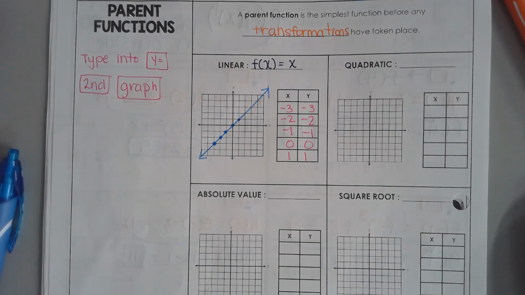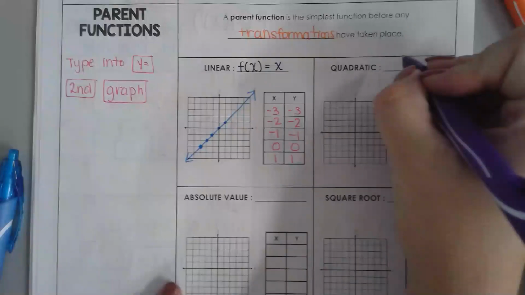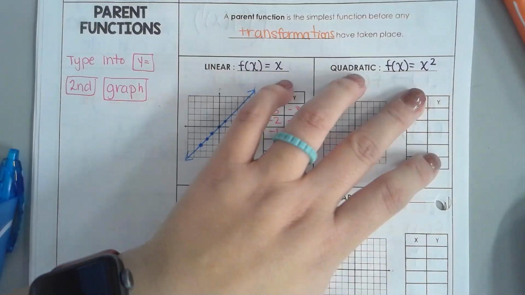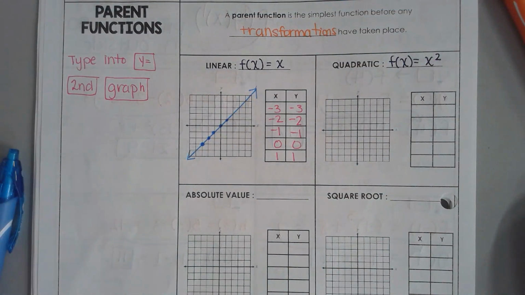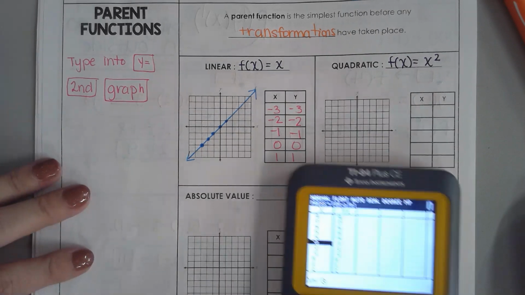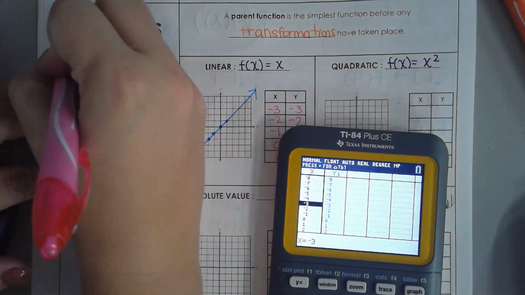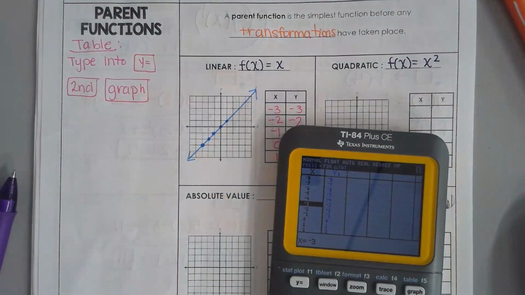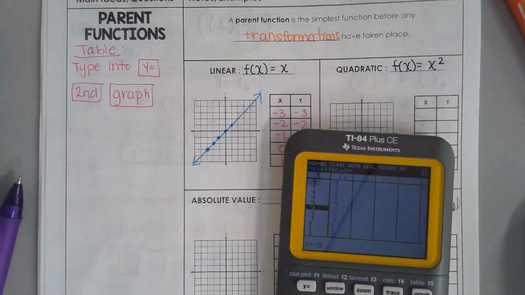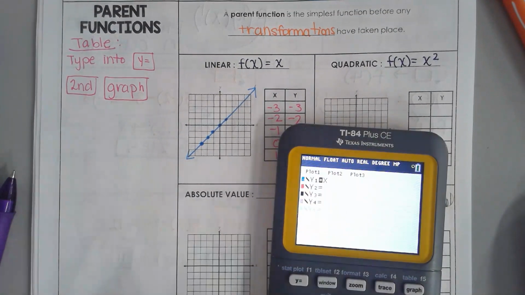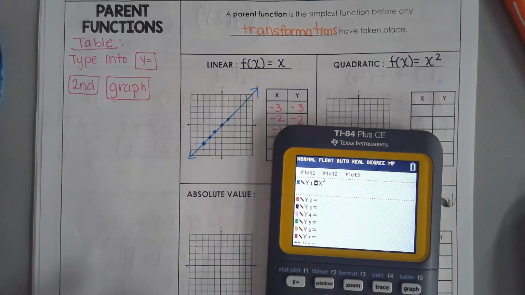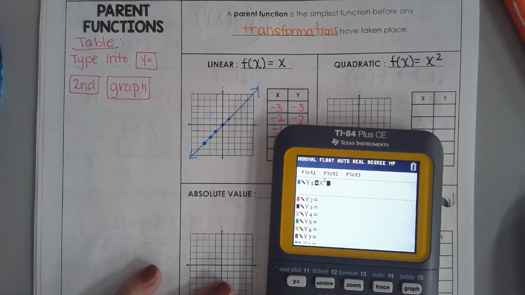The next one is a quadratic. Its equation is f of x equals x squared. So I'm going to go back to my y equals, and I'm going to change this to x squared. And then I'm going to go to my table, second graph.